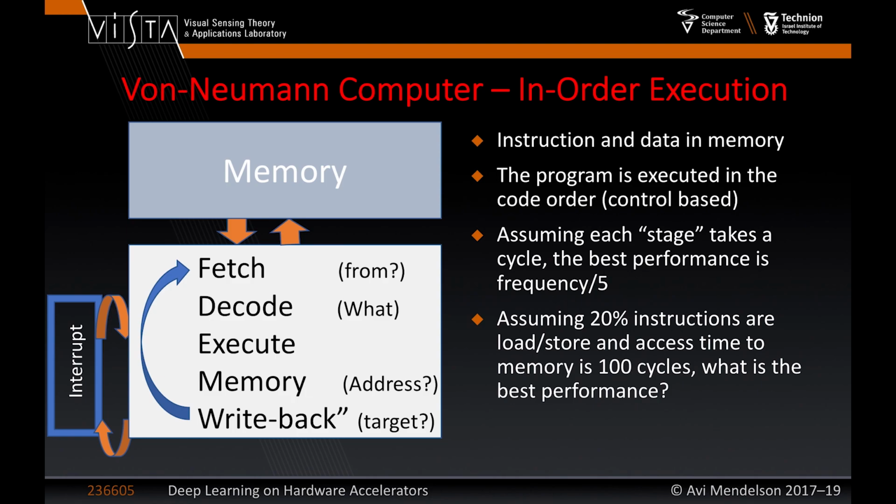So, if we assume that every step here takes 1 clock, actually we finish this cycle every 5 cycles. It means that our IPC, instruction per cycle, is 1/5. Why is it 1/5? Because we have 1, 2, 3, 4, 5. So it takes us 5 cycles before we reach the next one, which is quite bad.